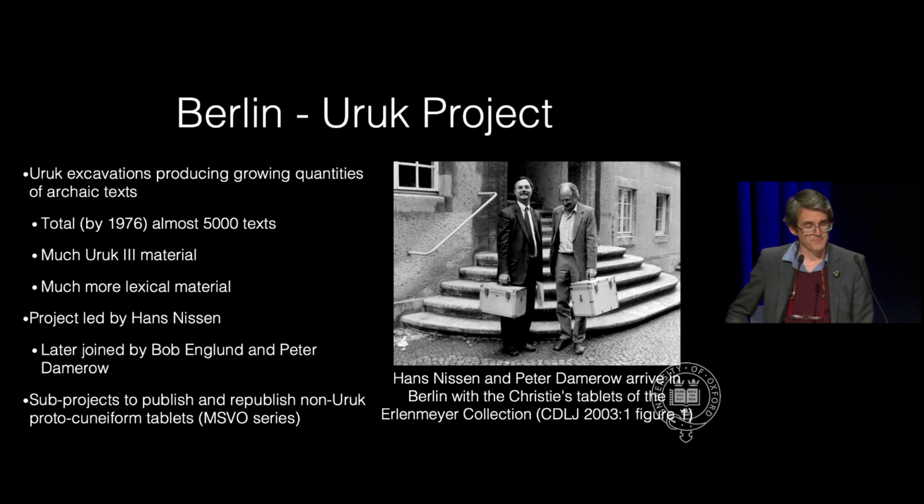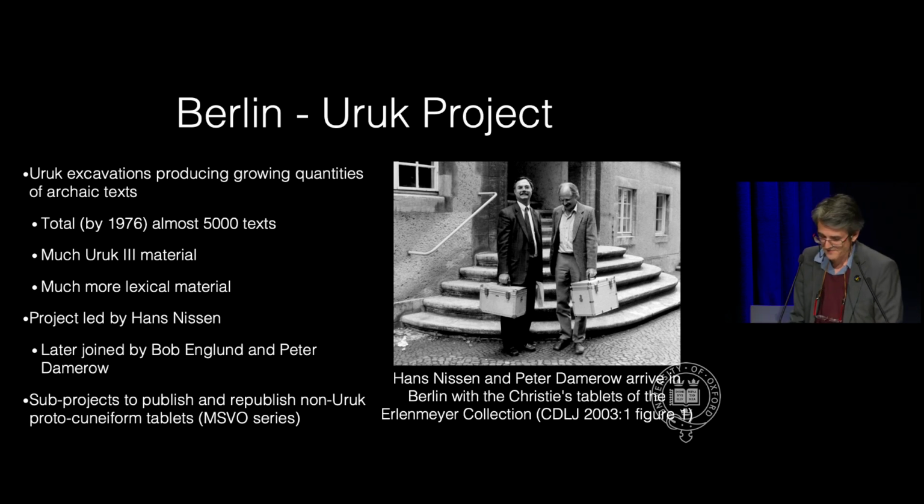This task was passed on to Hans Nissen, who in 1964, 2 years before the death of Falkenstein, began to catalogue all of the archaic tablets and fragments recovered at Uruk. This project, later known as the Berlin Uruk Project, with Nissen's move to Berlin, eventually succeeded in publishing or aiding the publication of almost all known archaic Mesopotamian texts.